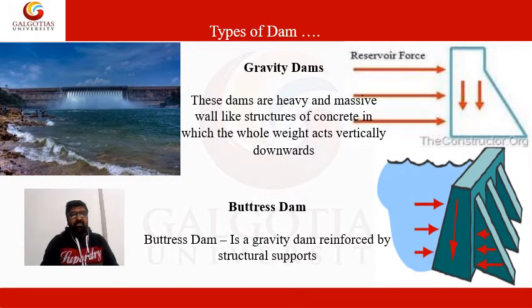Gravity dams are heavy and massive wall-like structures of concrete in which the whole weight acts vertically downwards. As the entire load is transmitted on the small areas of foundation, which is shown in the figure, such dams are constructed where rocks are competent and stable. Actually, buttress dam is a gravity dam reinforced by structural supports. Buttress means a support that transmits a force from a roof or wall to another supporting structure. This type of structure can be considered even if the foundation rocks are a little weaker.